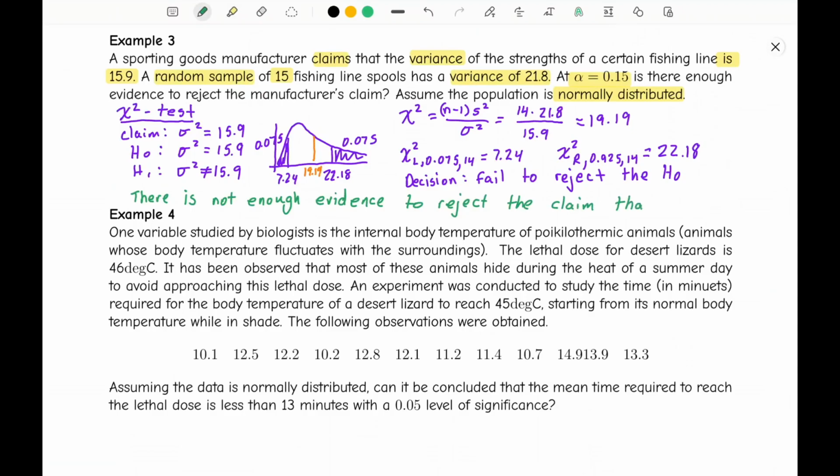that sigma squared equals 15.9. I'm using a little shortcut here. I probably should have said reject the claim that the variance of the strength of a certain fishing line is 15.9. But I'm running out of room, so I'm going to leave it like this. And that's it for example 3 of section 8.4.